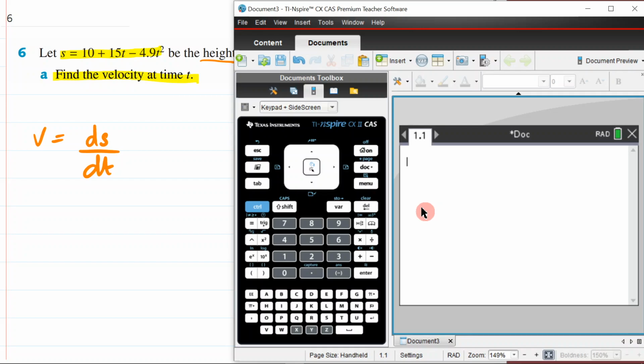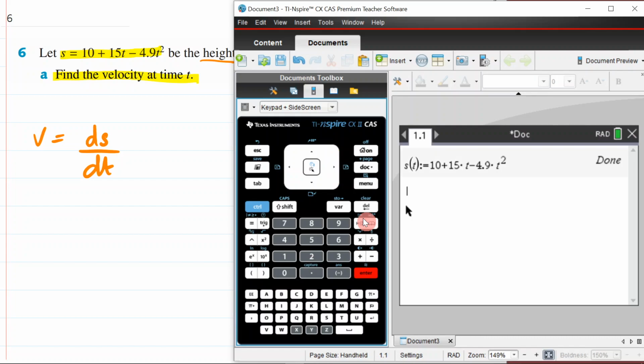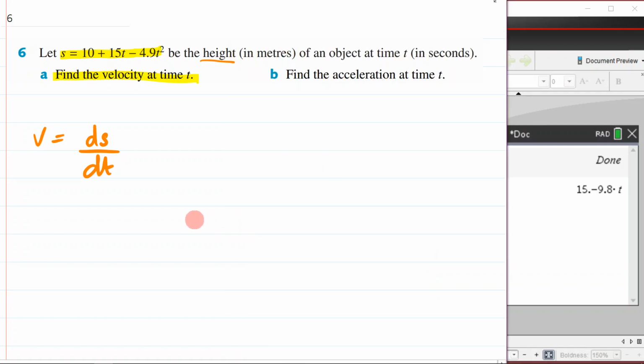We can open up our CAS, and the first thing I would want to do is maybe define what S is. So I could go S of t, and then hit this button and this button to define 10 plus 15t minus 4.9t squared. And that's all nice and defined for me. Now I'm going to differentiate that with respect to t. The best way to do that is shift minus, differentiating with respect to t, S of t, hit enter. And there is my very first answer. So my answer for what the velocity is going to be is 15 minus 9.8t.